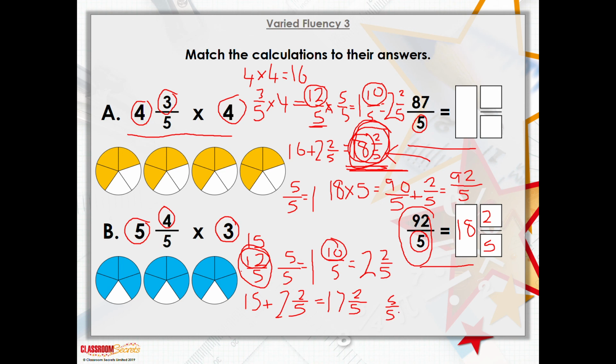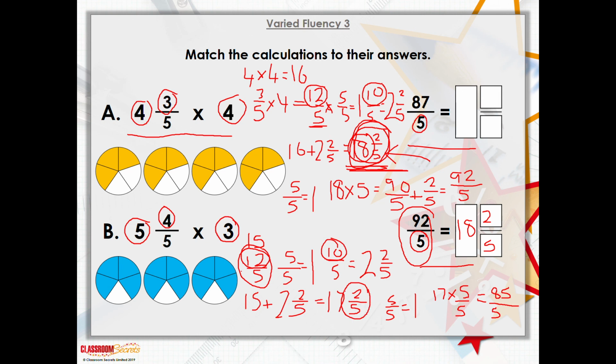Now to do your final conversion, remember you're multiplying that whole number by 5/5, because 5/5 is equivalent to 1. So 17, my whole number is 17, times by my 5/5, which I represent as 5 here. 17 lots of 5/5 is 85/5, because it's 10 lots of 5, which is 50, 7 lots of 5, which is 35. Add the two of them together, I get 85/5. Then all I need to do is add my 2/5 to give me 87.